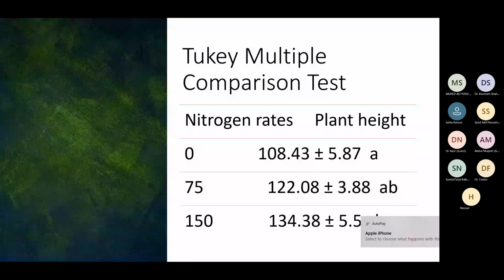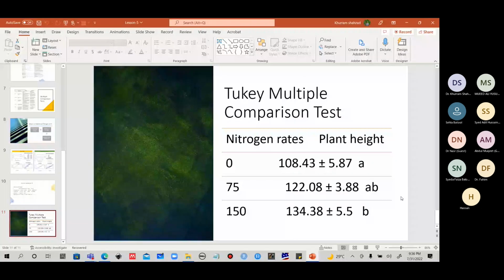Okay. Mohit Ali, from this analysis, what rate can you recommend to the farmers? Which is the best rate from them? And what does the stat say? I think the 150. Yes, 150. That's what is meant by A? So B, and B.